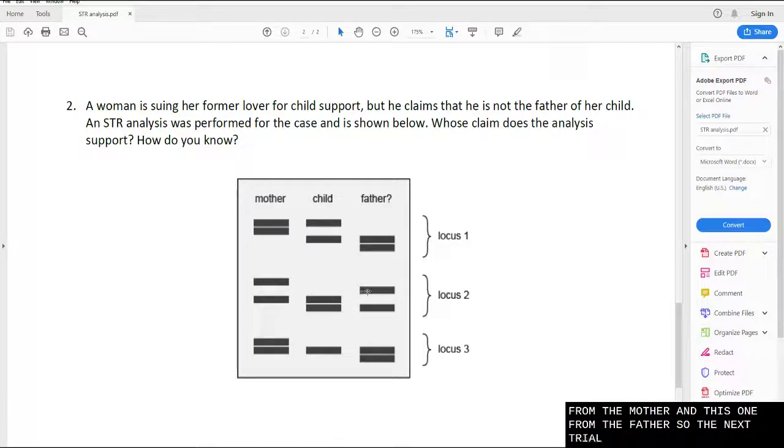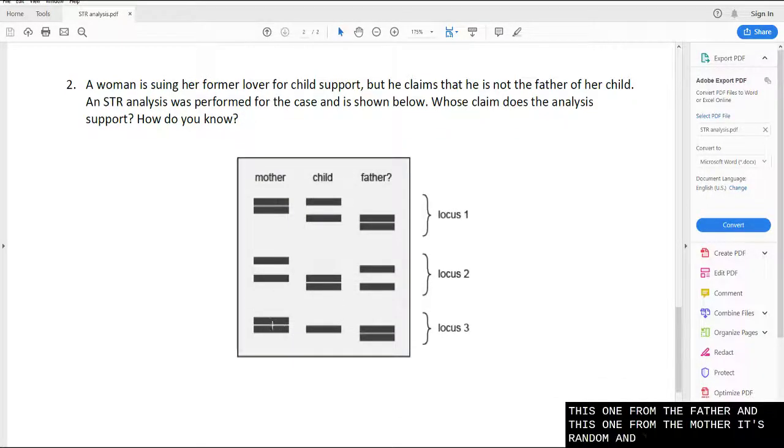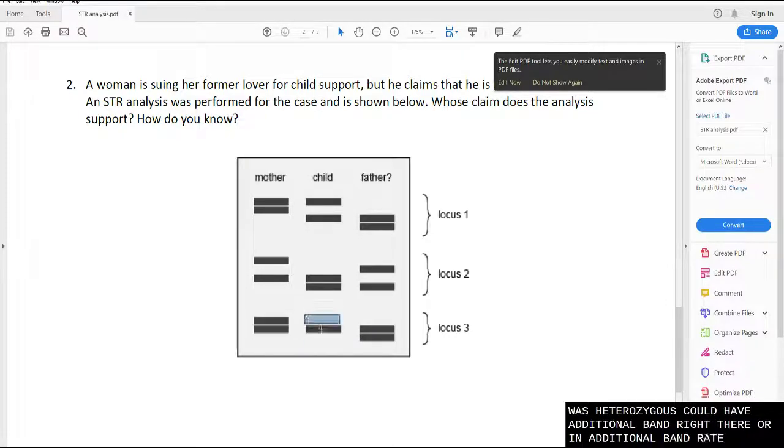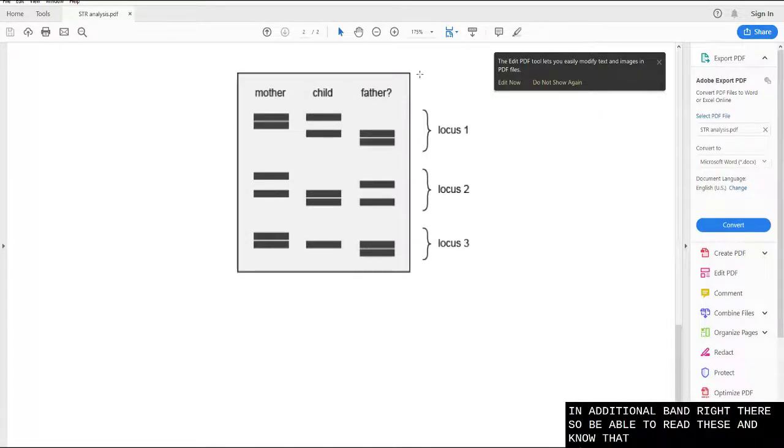So the next child could have gotten this one from the father and this one from the mother. It's random. And then here, they both are, so this would be a key right here. So now we would know that child is homozygous for that particular trait because it got the same length fragment from the mother and the same length fragment from the father. So only one band right there. If the child was heterozygous, could have an additional band right there or an additional band right there. So be able to read these and know that this is the positive electrode, this is the negative electrode, and these are the smallest fragments at the bottom.